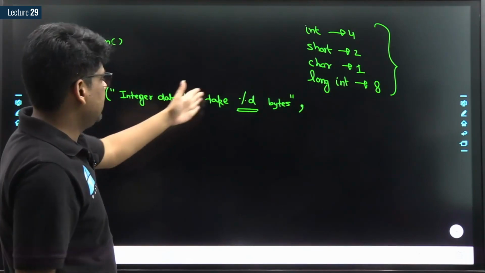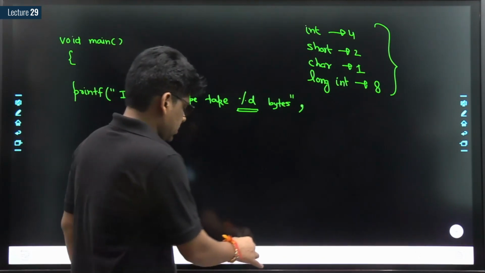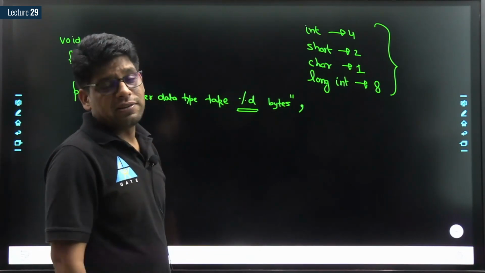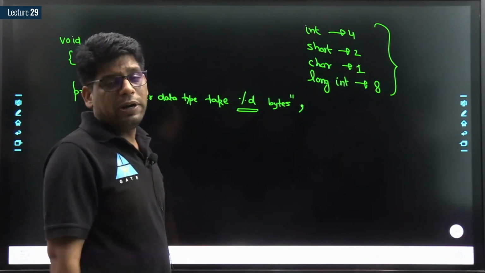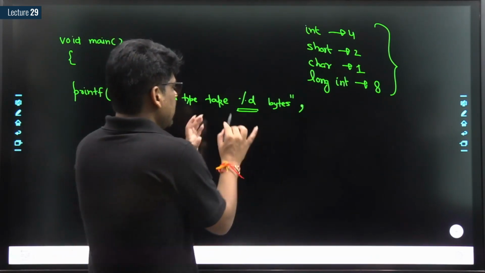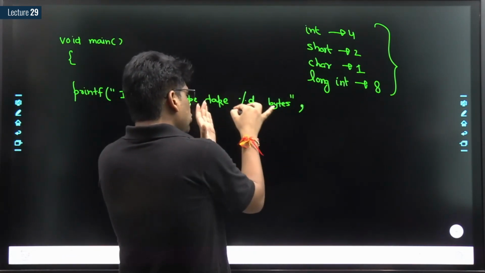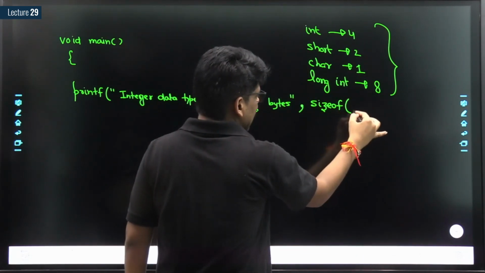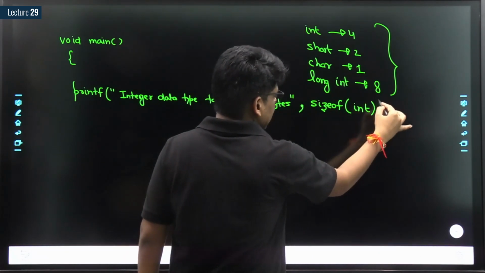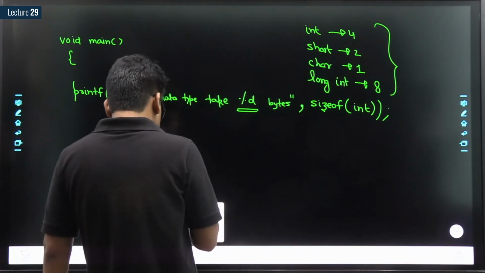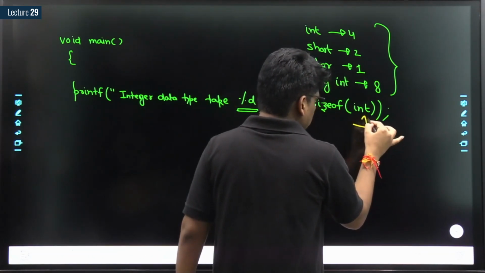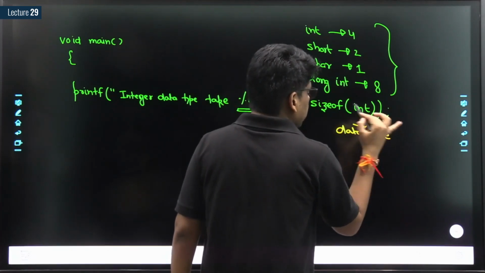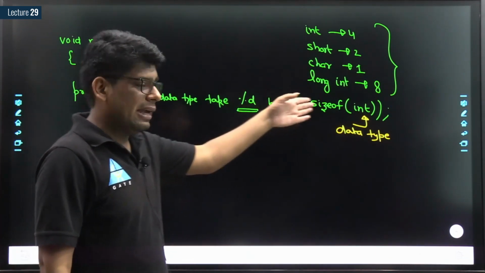Sir, integer data type takes %d bytes. What do I need to print here? The number of bytes. What does the sizeof operator return? The number of bytes. That means, sir, from where do we need to take the value? We need to take the value by the sizeof operator. Sir, can I write something like this? Of course, because sizeof can also take a data type as input.